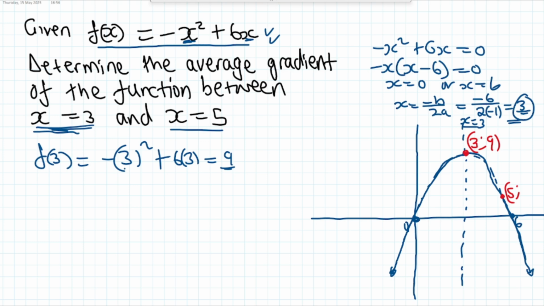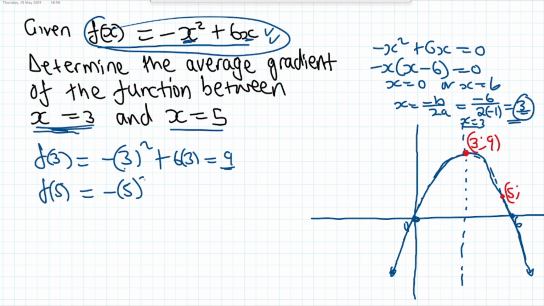Let's substitute 5 into this function. What do we get? f of 5 is equal to negative 5 squared plus 6 times 5. Where there's x, you're putting 5. Then it becomes negative 25 plus 30, which is 5. So the y coordinate here will also be 5. So this one will have an x coordinate of 5 and a y coordinate of 5. And from there, we can find the average gradient.